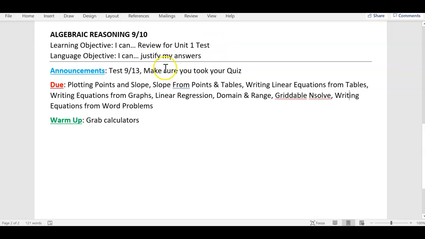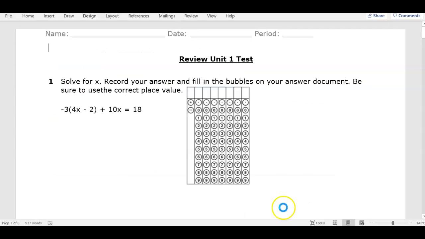Today you're doing the review for the Unit 1 test because your test is on the 13th, which is Monday after the weekend here. So, your review Unit 1 test looks like this. It's very similar to the test, okay? So make sure you're doing it.